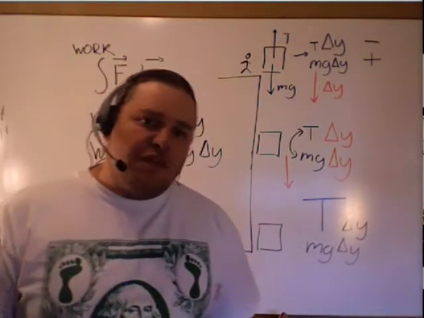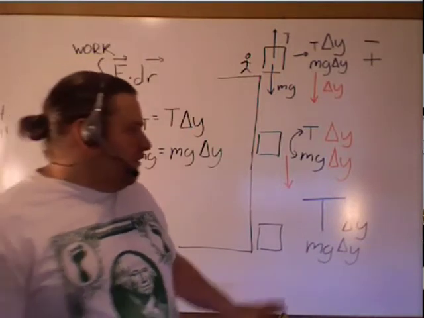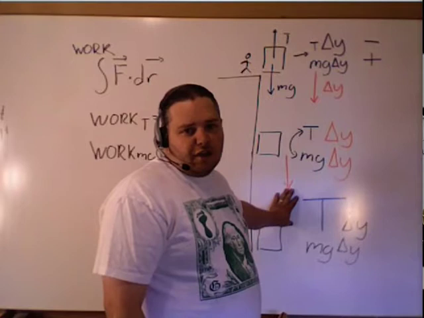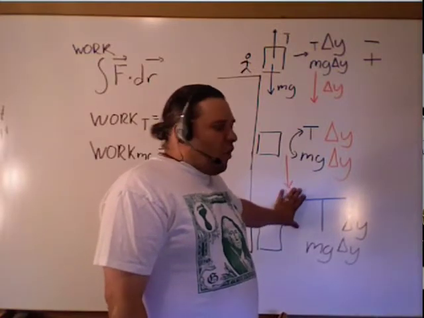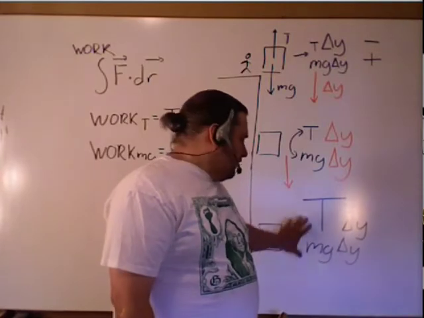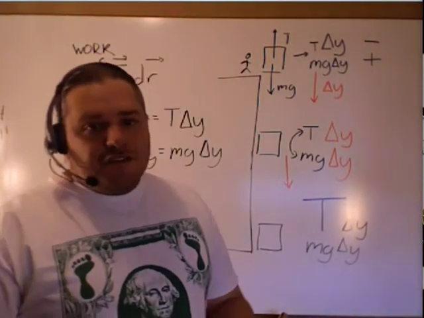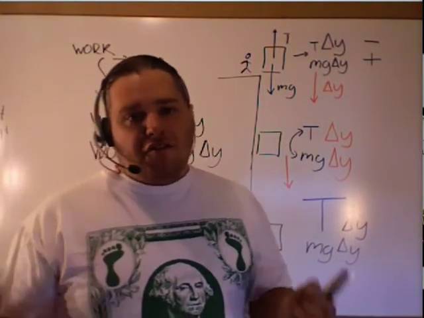It's only when we deal with the net work that the object will speed up or slow down. So if the net work is negative, that means there's more effort to stop the object or to slow the object down than there is to speed the object up. Okay? So that's the difference between net work and positive and negative work.